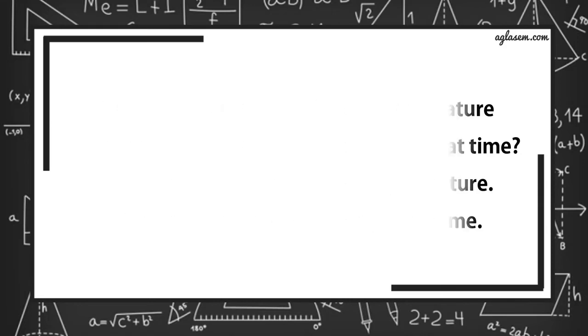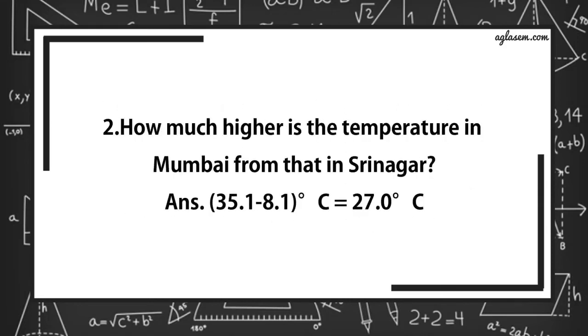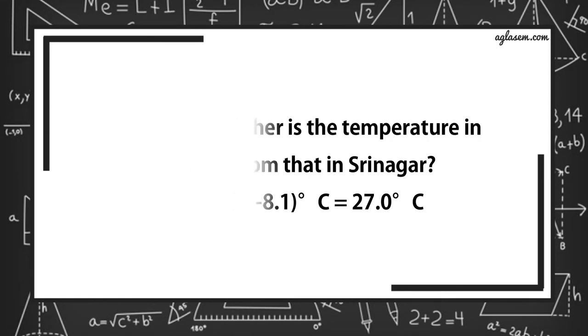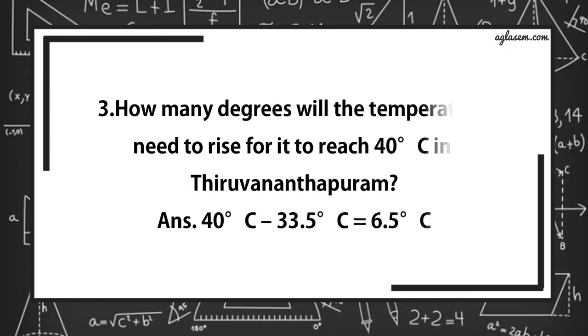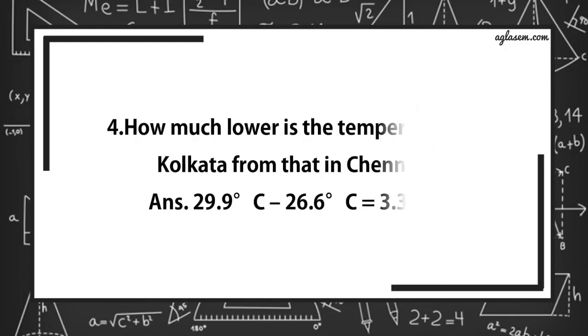Further, question number 2 says, how much higher is the temperature in Mumbai from that in Srinagar? Answer is 35.1 minus 8.1 degrees Celsius, which will give you 27.0 degrees Celsius. The third question says, how many degrees will the temperature need to rise for it to reach 40 degrees Celsius in Thiruvananthapuram? Answer is 40 degrees minus 33.5 degrees, which will give you 6.5 degrees Celsius. Further, question number 4 says, how much lower is the temperature in Kolkata from that in Chennai? Answer is 3.3 degrees Celsius.